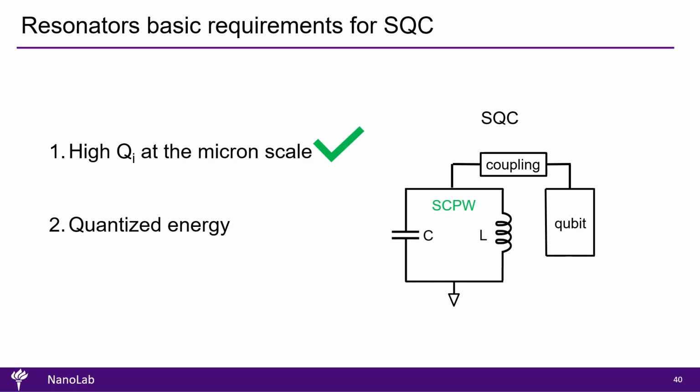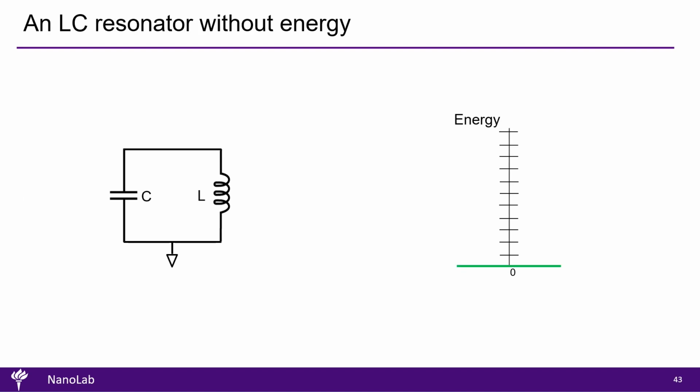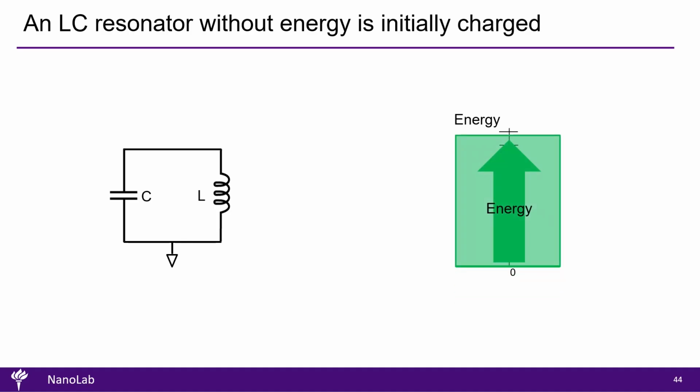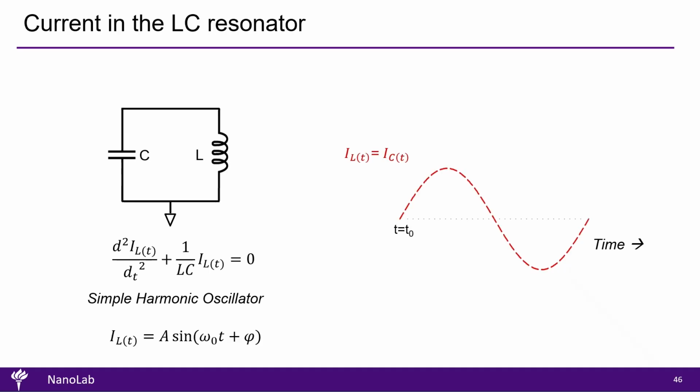From previous slides, we know that a high QI at the micron scale is achievable with an SCPW. To understand the second requirement and how to meet it, we first need to revisit our discussion from the first session on energy in a classical LC resonator. Let's start with the simple LC resonator, initially without any energy. A cartoon representation of the energy in the resonator is shown on the right. Now, imagine that we provide energy to the resonator without specifying exactly how, since there are many ways to do so. As we learned, a dissipationless LC resonator will preserve this energy indefinitely in the form of periodic voltage and current, effectively behaving as a simple harmonic oscillator.